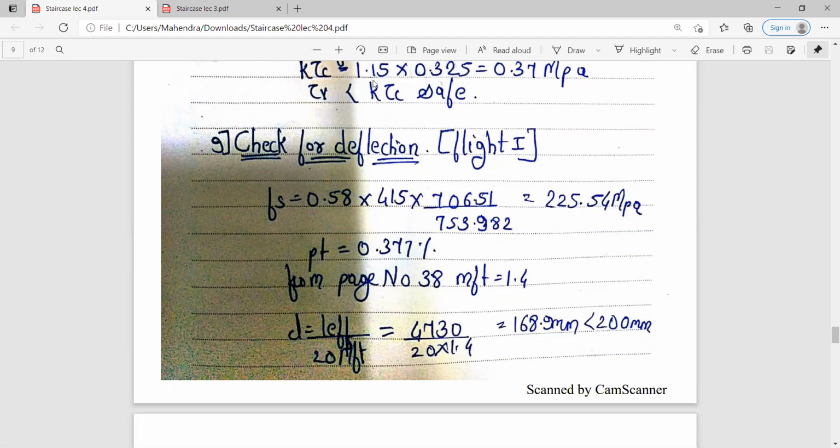So as I have told you, for simply supported slab, D will be L effective upon 20 into modification factor. So modification factor you got is 1.4 and L effective you had got that is 4730. So D is 168.9 mm, that is less than the previous D that you had calculated in step number 2. So your design is safe for the deflection.